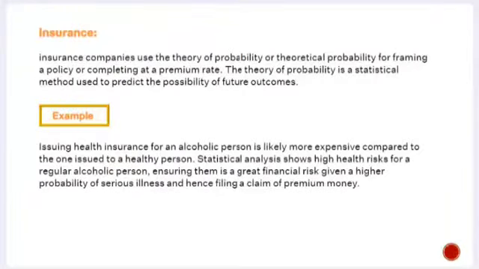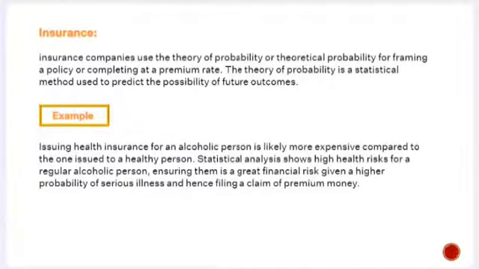Insurance companies use the theory of probability for framing a policy or calculating a premium rate. The theory of probability is a statistical method used to predict the possibility of future outcomes. An example is that issuing health insurance for an alcoholic person is likely more expensive compared to one issued to a healthy person. Statistical analysis shows high health risk for a regular alcoholic person. Insuring them is a great financial risk, given a higher probability of a serious illness and hence filing a claim of premium money.